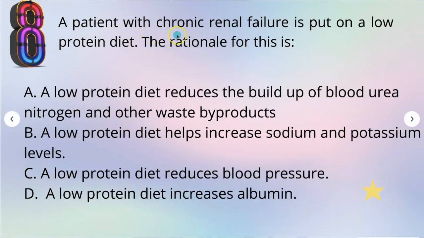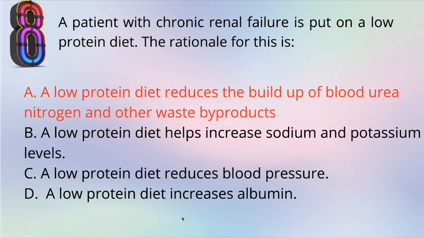A patient with chronic renal failure is put on a low-protein diet. The rationale for this is: A, a low-protein diet reduces the buildup of blood urea nitrogen and other waste byproducts. B, a low-protein diet helps increase sodium and potassium levels. C, a low-protein diet reduces blood pressure. And D, a low-protein diet increases albumin.